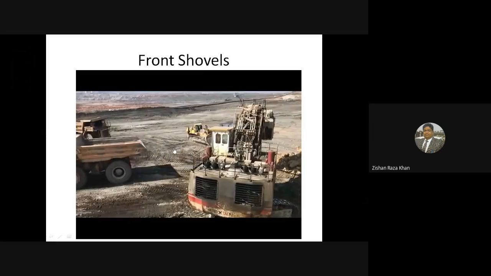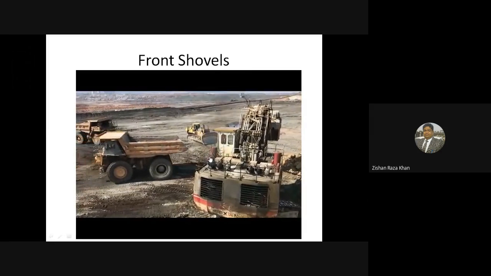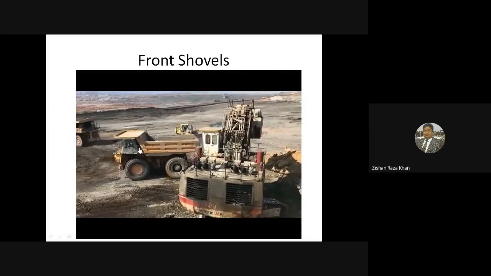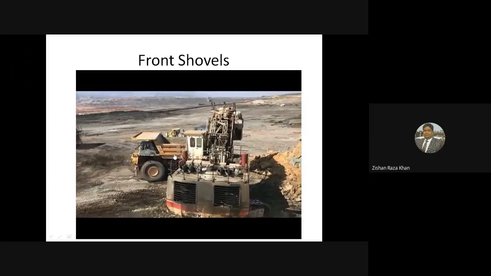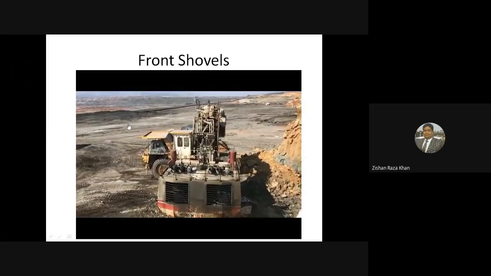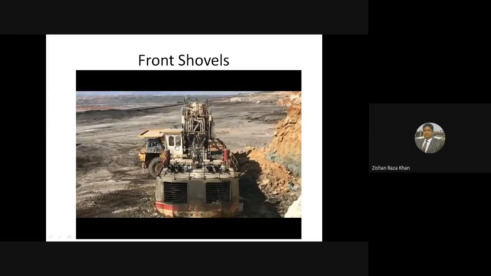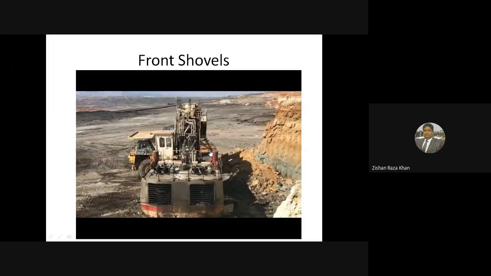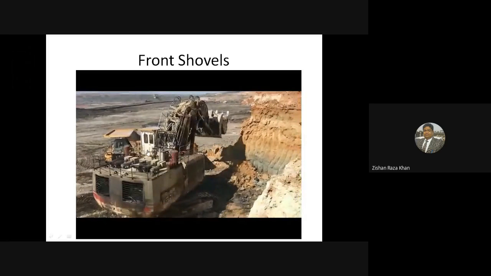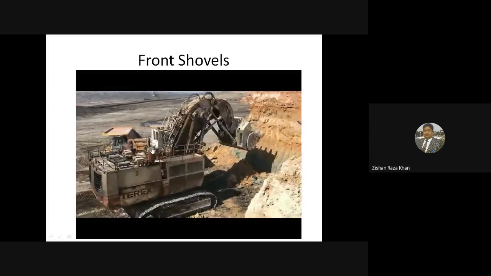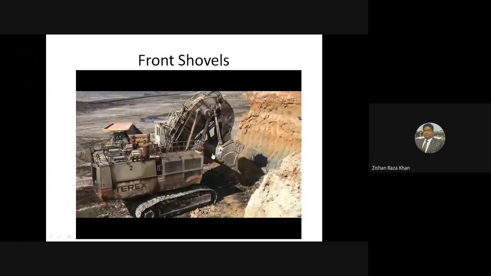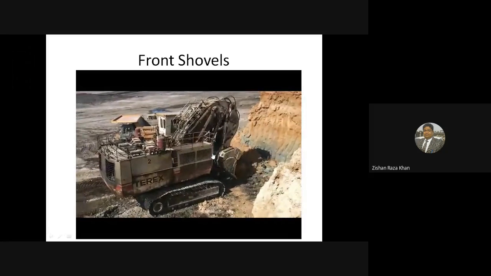See, the front shovel is waiting to load the material because the filled truck has to move out and the empty truck has to take its position. This is considered as a wastage of production time.